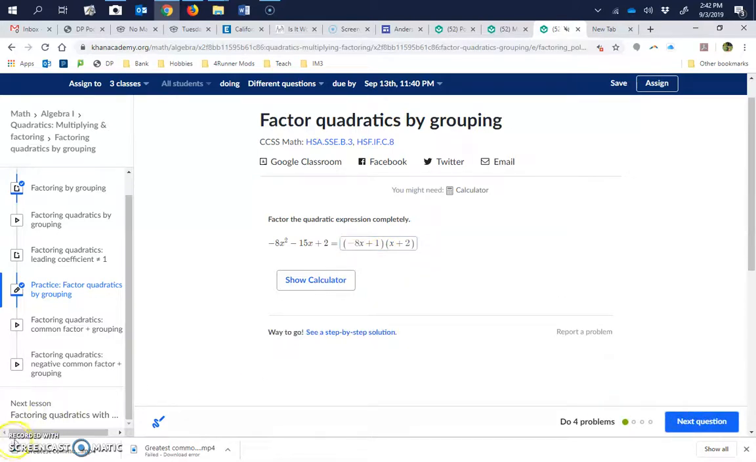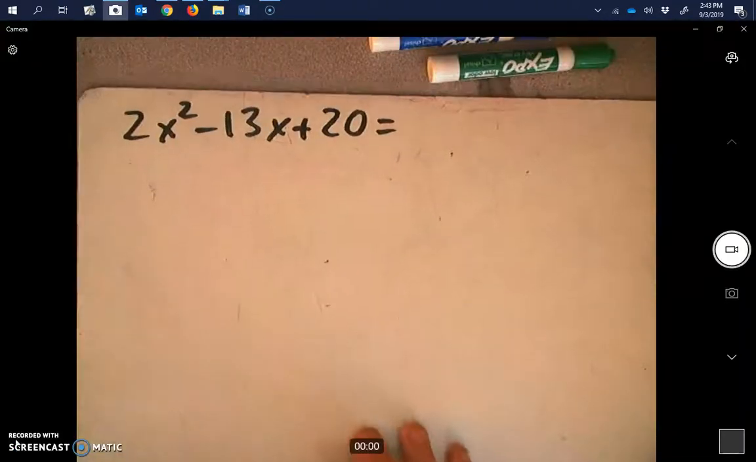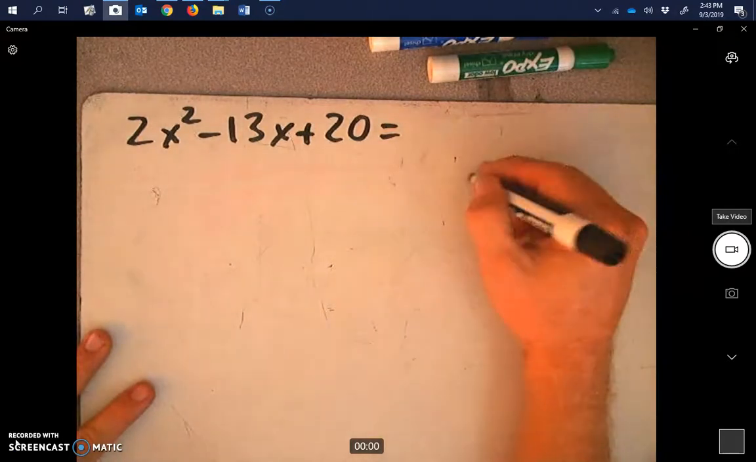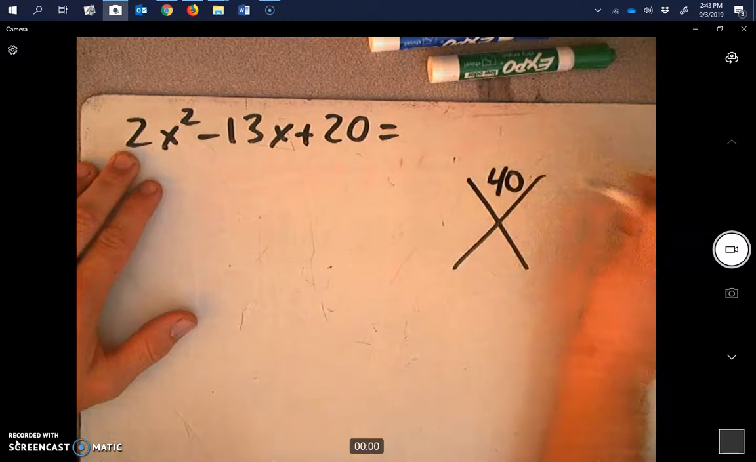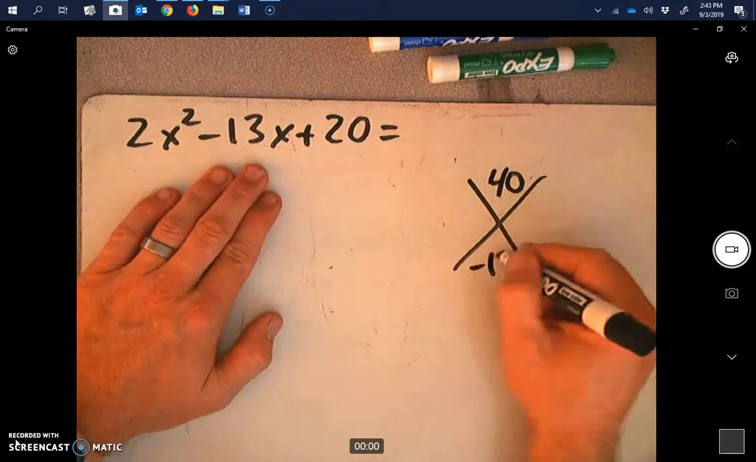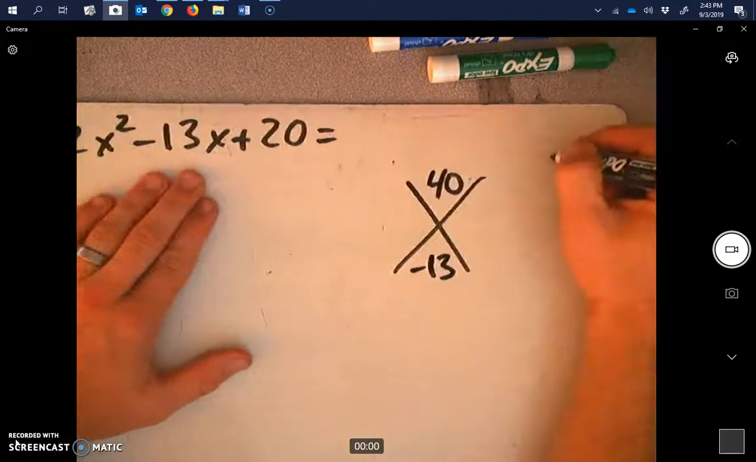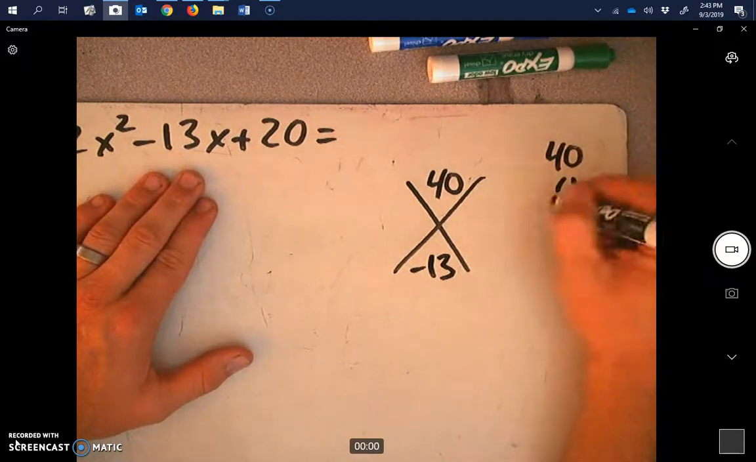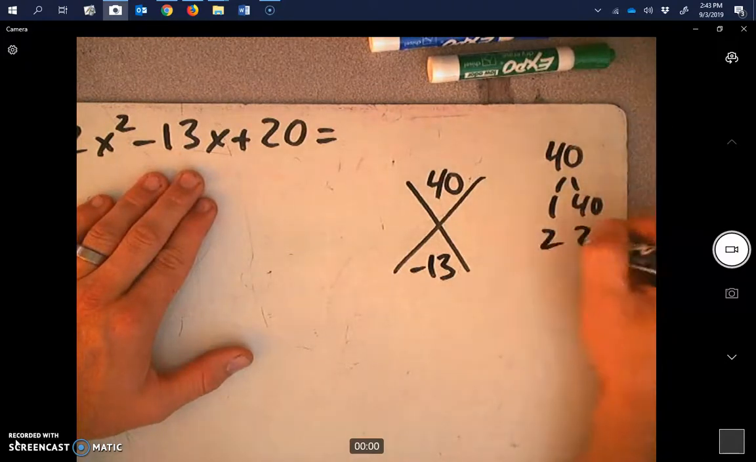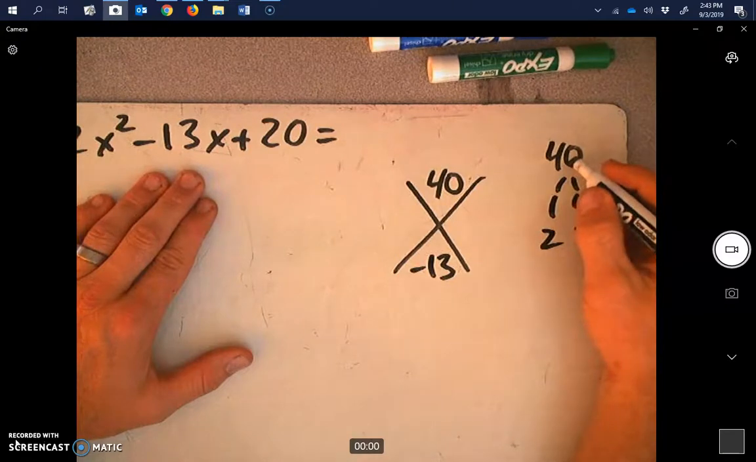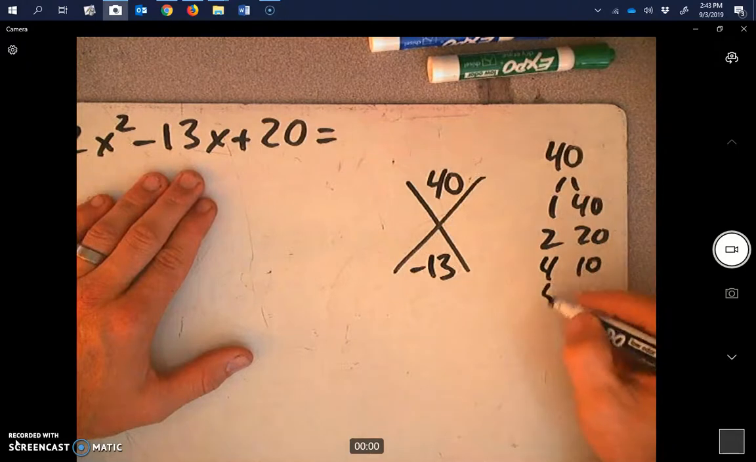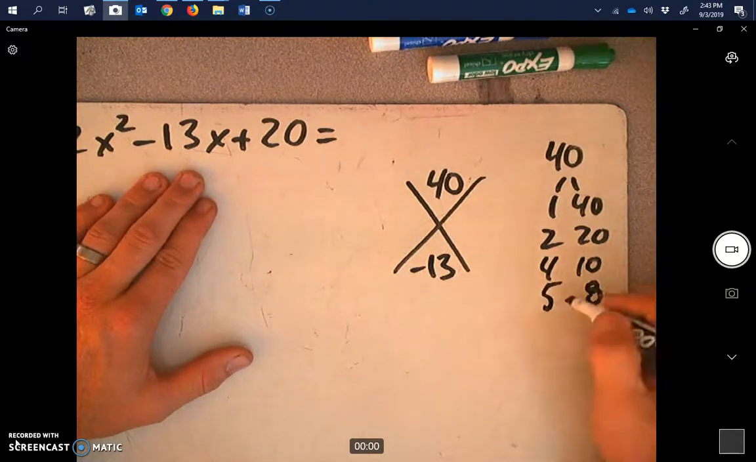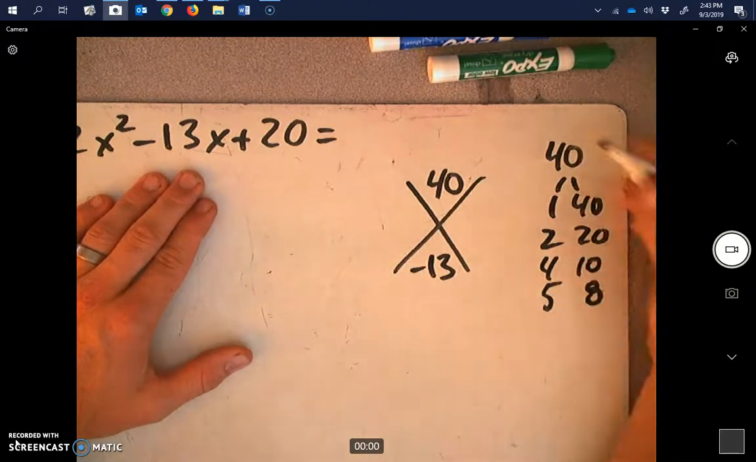Okay, question 2. All right, 2x squared minus 13x plus 20. So straight into the x. 2 times 20 is 40. B is negative 13. The factors of 40 are 1 and 40, 2 and 20. 3 does not go into it. 4 does, 4 and 10. 5 and 8. 6 does not, and 7 does not.